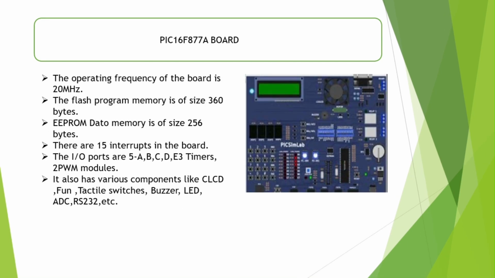Our project utilizes the PIC 16F877A board, which operates at 20 MHz and has a flash memory of 360 bytes and EEPROM data memory of 256 bytes. It features 15 interrupts and 5 input output ports: A, B, C, D, and E. The board also includes three timers and two PWM modules, and various components like a CLCD, a fan, tactile switches, a buzzer and LED, ADC and RS-232.